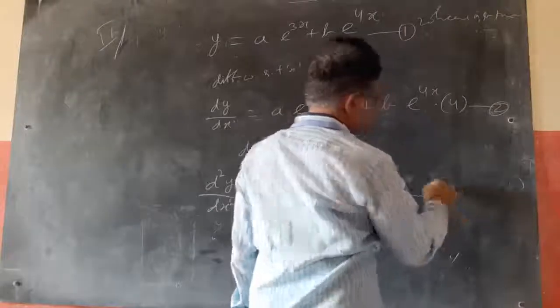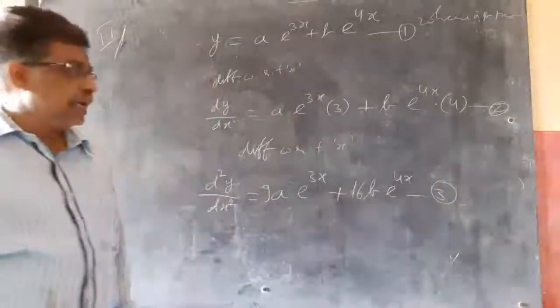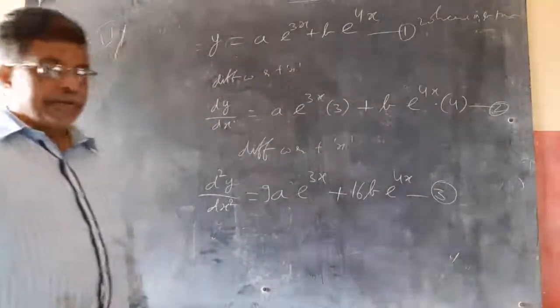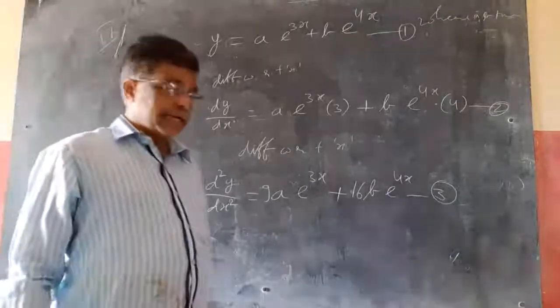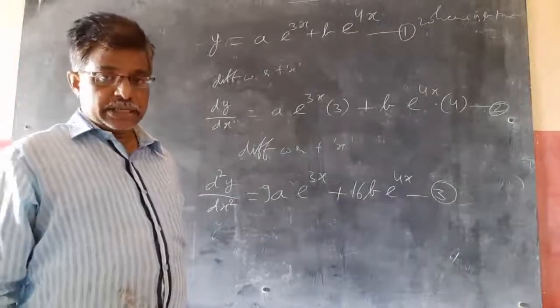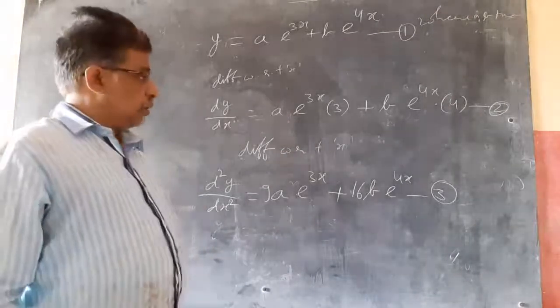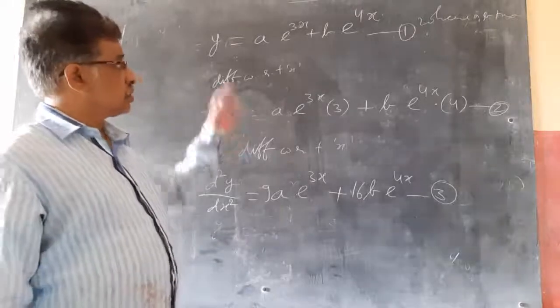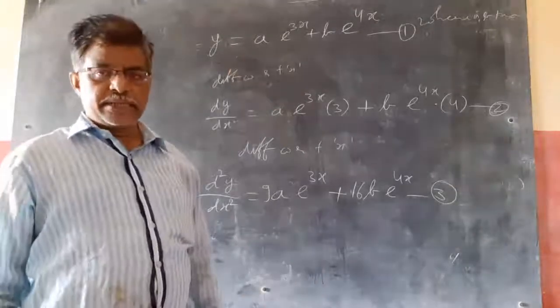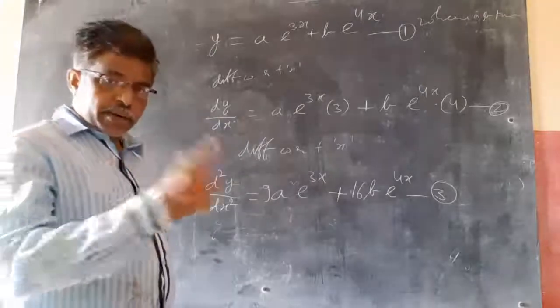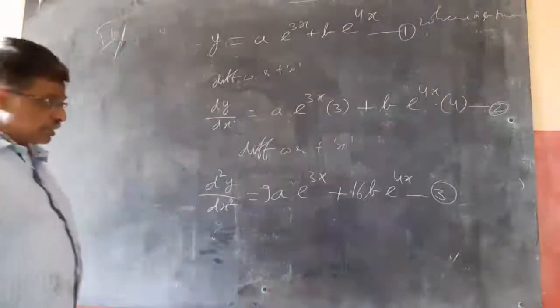We have three equations. By solving the three, you can eliminate a and b values, and then you can get the differential equation. It is your choice of solving. You can use the elimination method, cross multiplication method, or substitution method. One more method I will tell you for how to solve the differential equation.